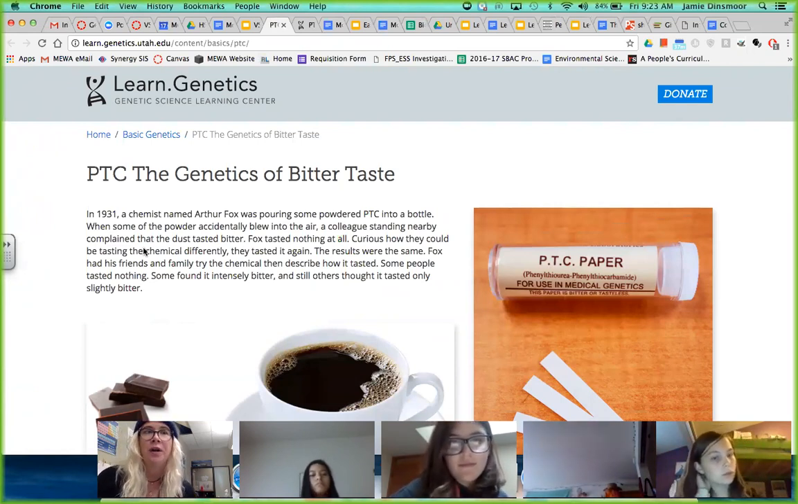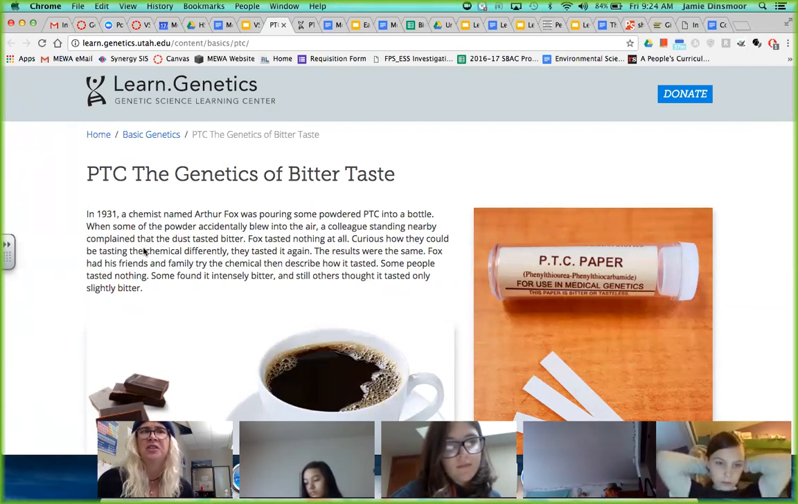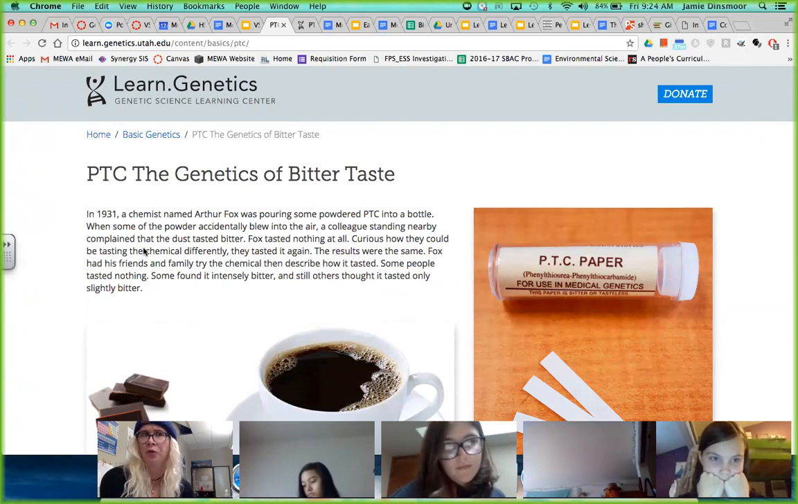In 1931, a chemist named Arthur Fox was pouring some powdered PTC into a bottle. When some of the powder accidentally blew into the air, a colleague standing nearby complained that the dust tasted bitter. Fox tasted nothing at all. Curious how they could be tasting the chemical differently, they tasted it again. Now, let's pause and note that this is definitely not advisable to be tasting chemicals in a lab, but in 1931, people were doing that. Thankfully, because then they figured out what stuff we shouldn't be tasting.